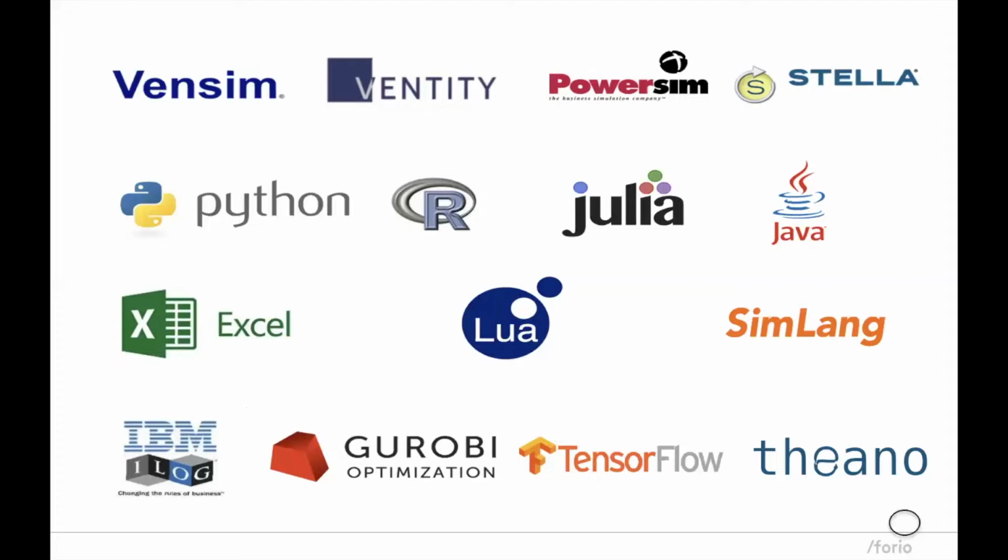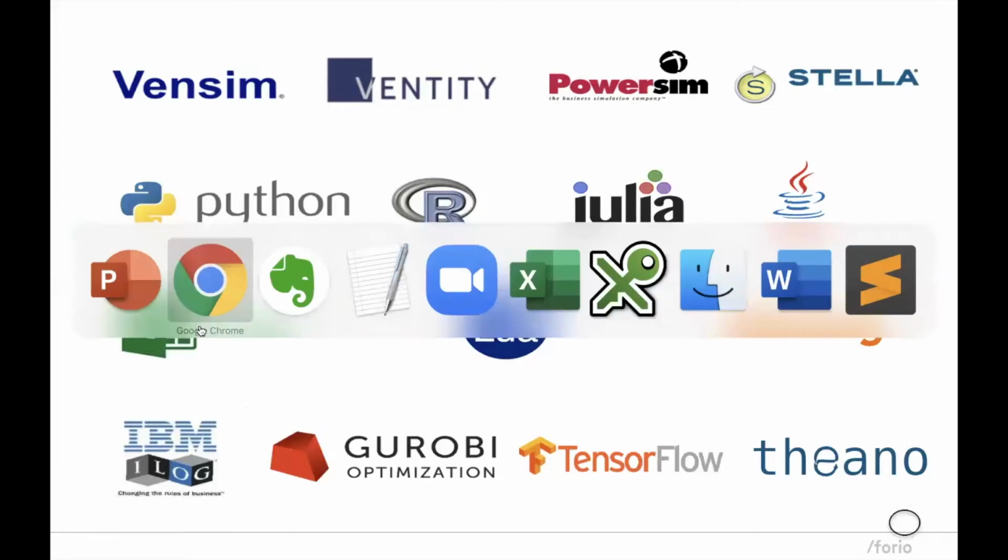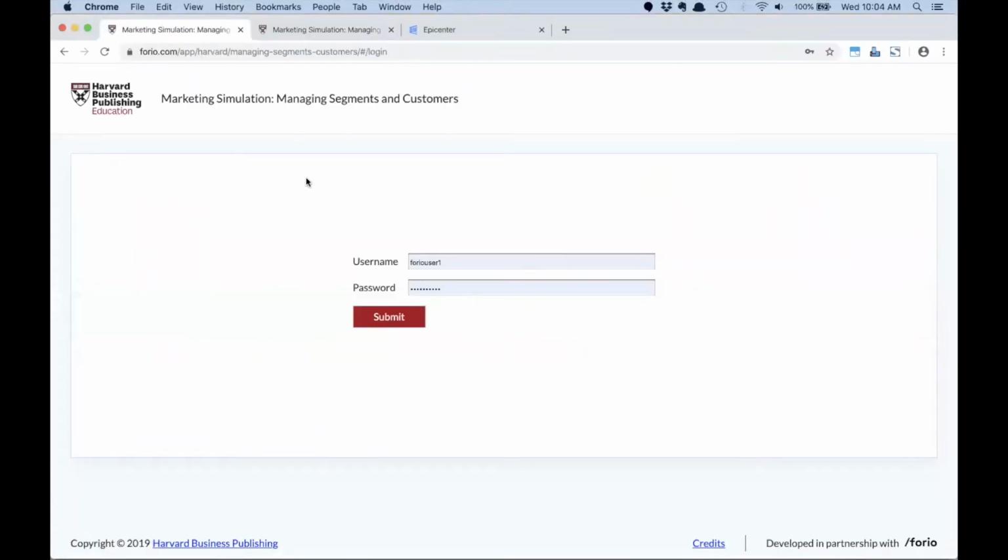So why don't I start right now just by showing you an example of a finished simulation, and we'll show some of the features that we're talking about to give you a little bit of a flavor for how this all works. So here is a simulation that we developed with Harvard Business Publishing recently. This is a version 3 of a simulation we did, and I believe it was launched in November or maybe late October, something like that.